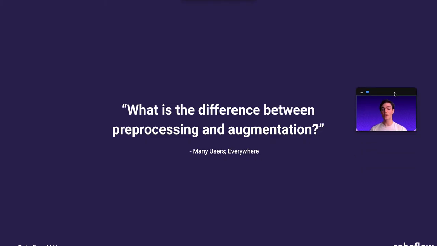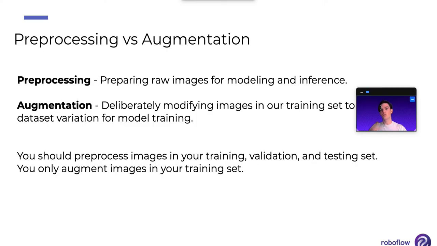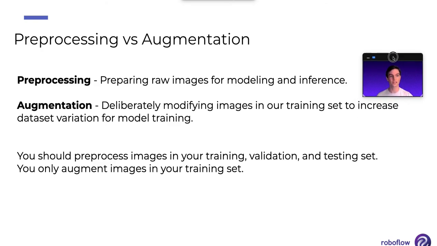Okay, what is the difference between pre-processing and augmentation? This is a question I get all the time from users. So pre-processing is really preparing your images for modeling and inference. Things like resizing your images or maybe removing EXIF data or things like this.